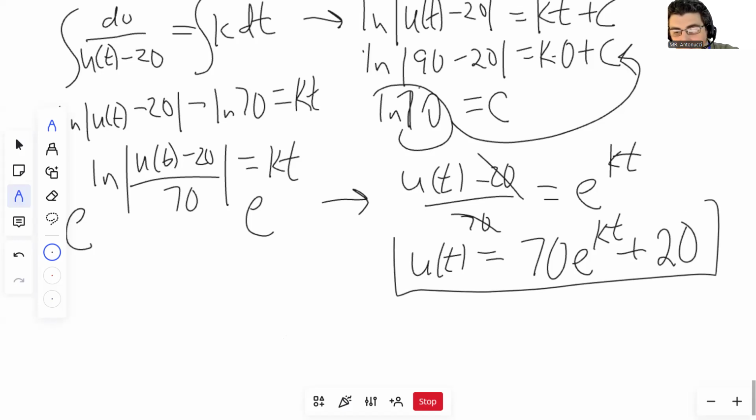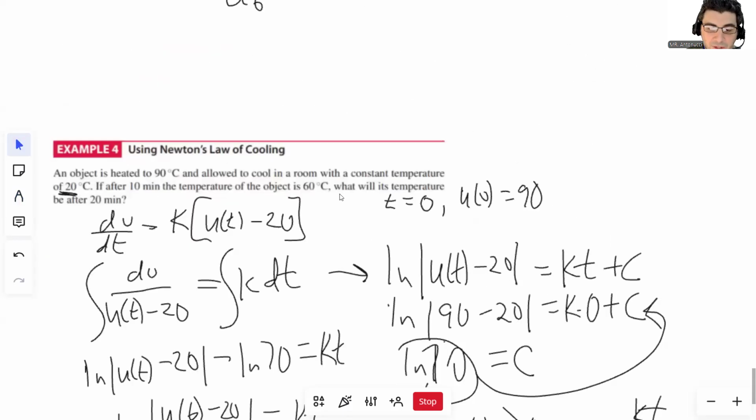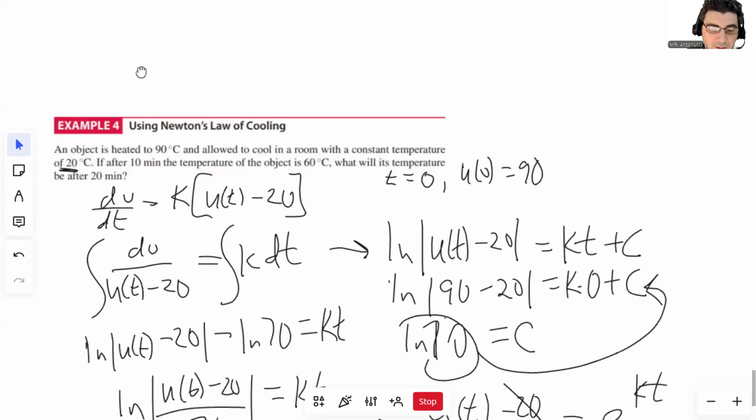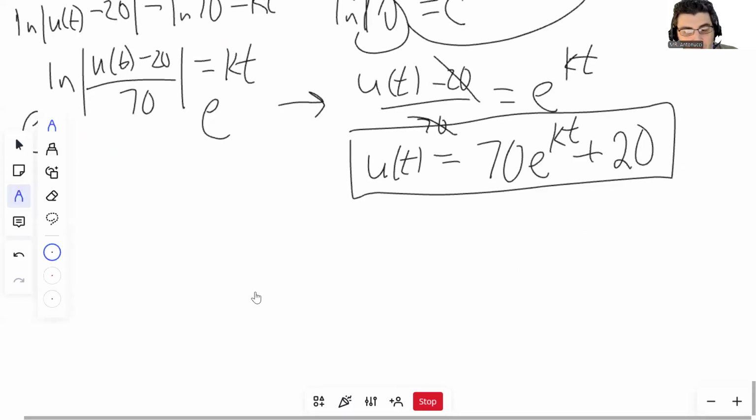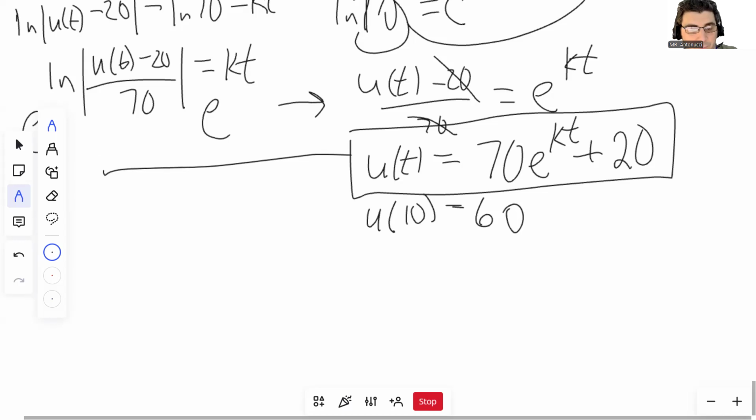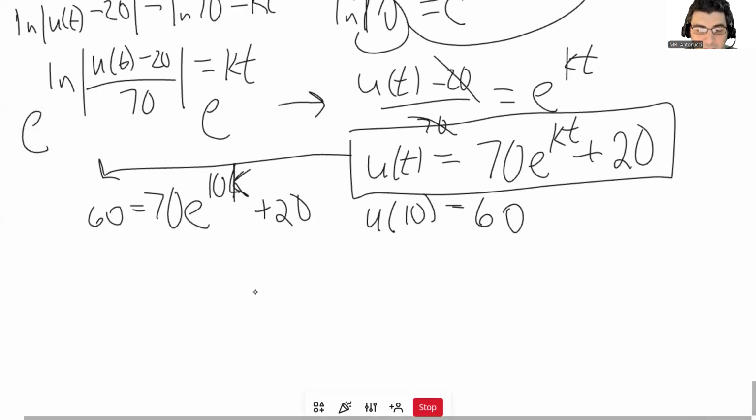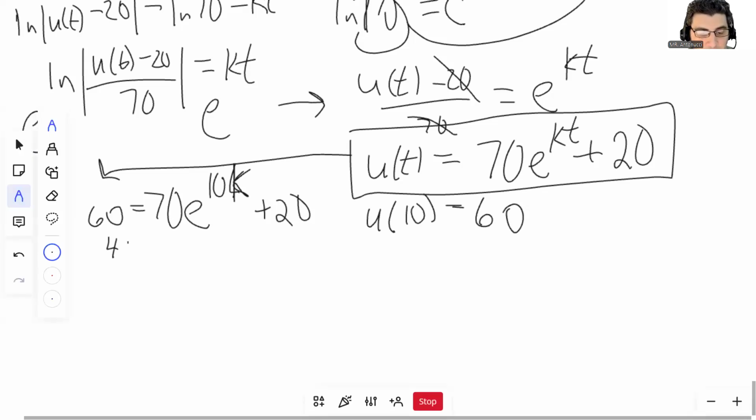Now, this is our equation without the value of k, but they did give us additional information that after 10 minutes, the object is at 60 degrees. So what that means is that u of 10 equals 60. So I'm going to solve that right here. So 60 equals 70 e to the 10k plus 20. All right, so I'm going to subtract 20 and divide by the 70. So you'd have 40 over 70 equals e to the 10k. And then natural log both sides.